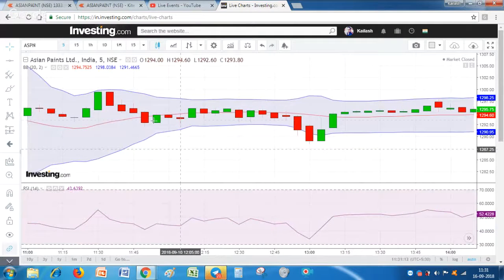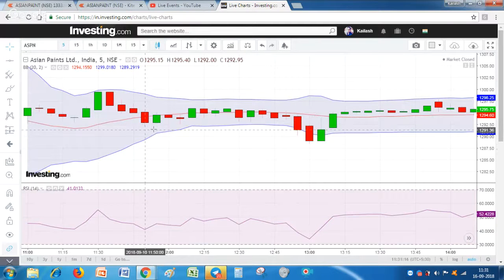I'm talking of this level, friends. So it is not always that anywhere the stock goes below this, you will sell. No, not always. We have to sell only once the next candle goes below the previous candle. So the stock has to break below the previous candle low. Only then we can sell.